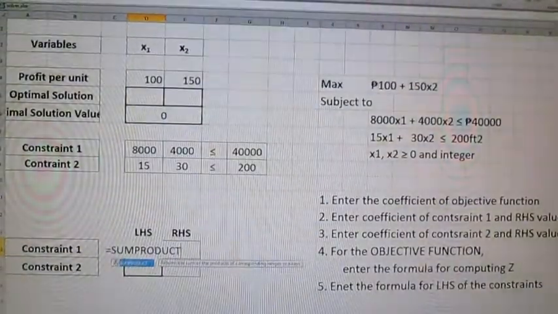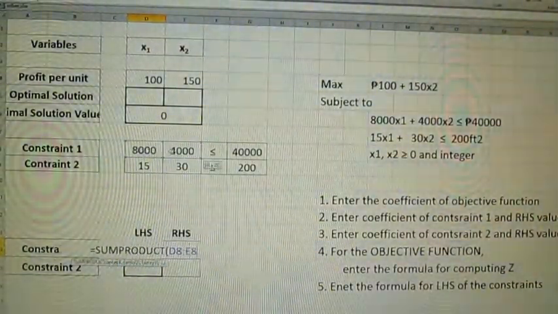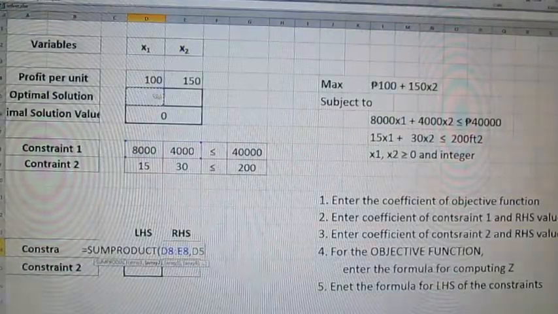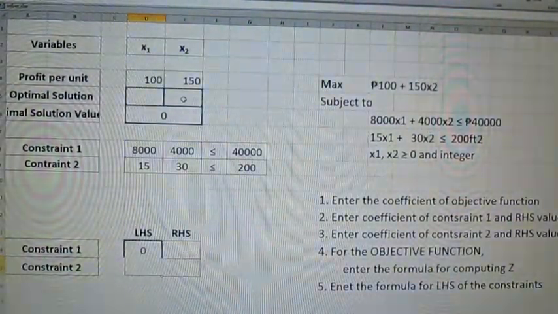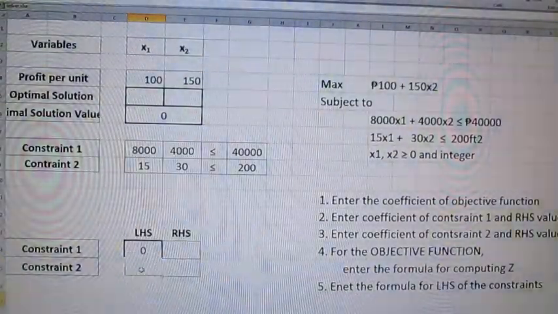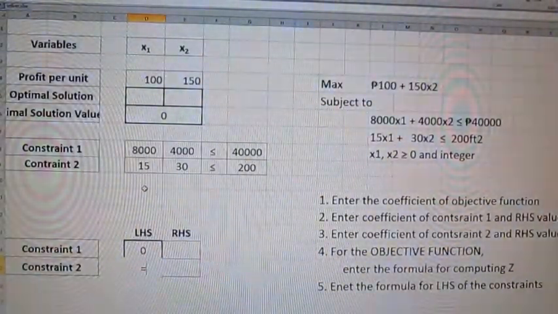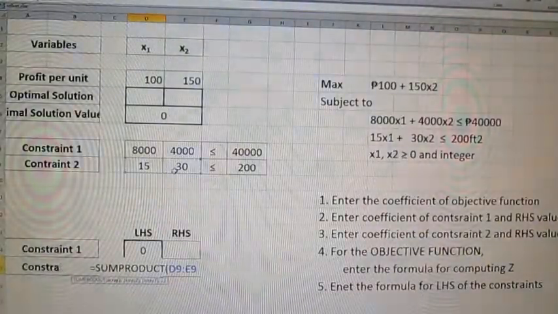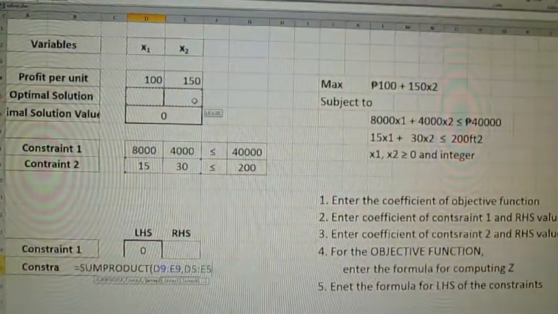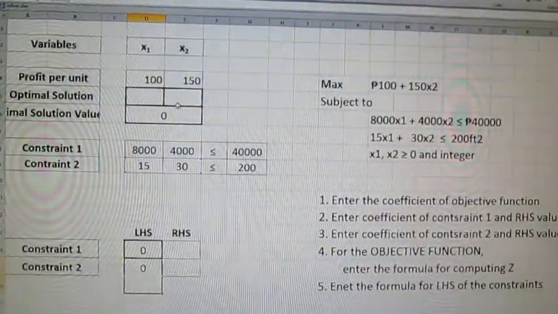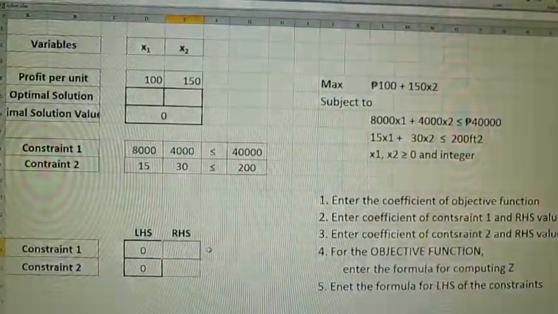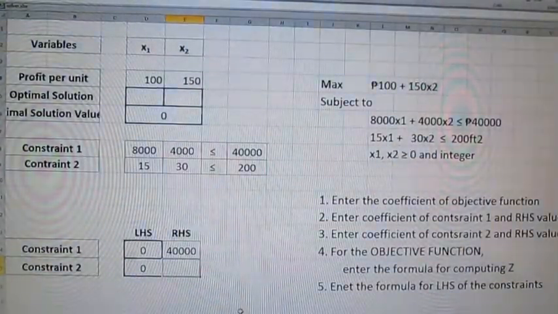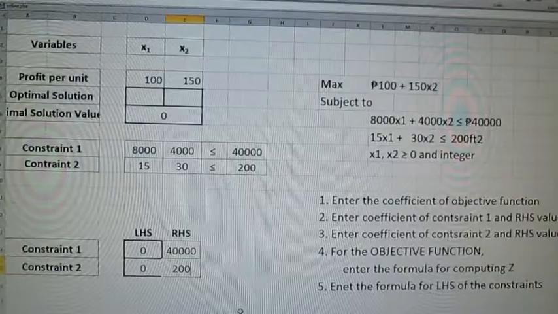Sum product of the coefficient of constraint 1 and the value of x sub 1 and x sub 2. Next, for the formula of constraint 2, sum product of the coefficients of constraint 2 and the value of x sub 1 and x sub 2. Let's enter the right-hand side values. For constraint 1, 40,000. For constraint 2, 200.